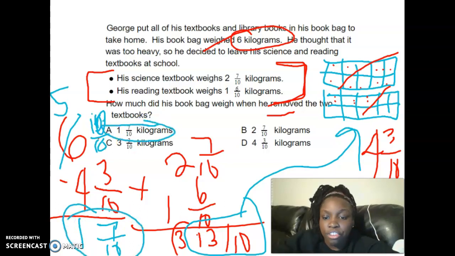Hey, there's my answer. All right, so you guys did an awesome job with adding and subtracting with regrouping today.